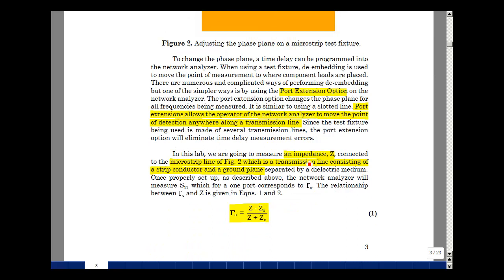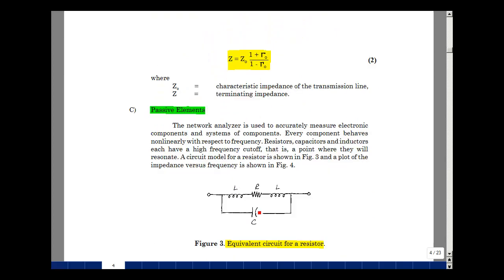In this lab, we're going to measure an impedance Z, which is connected to the microstrip line shown in Figure 2, which is a transmission line consisting of a strip conductor and a ground plane separated by a dielectric. With the network analyzer, we're going to measure S11, which is actually gamma 0. The relationship between gamma 0 and our impedance that we're measuring and the characteristic impedance is shown here in equation number 1. We can solve from equation 1 the value for Z in terms of Z0 and gamma 0, as shown in the lecture notes, where Z0 is a characteristic impedance and Z is the impedance that we're measuring. And we're going to be measuring our R's, L's, and C's in our lab.